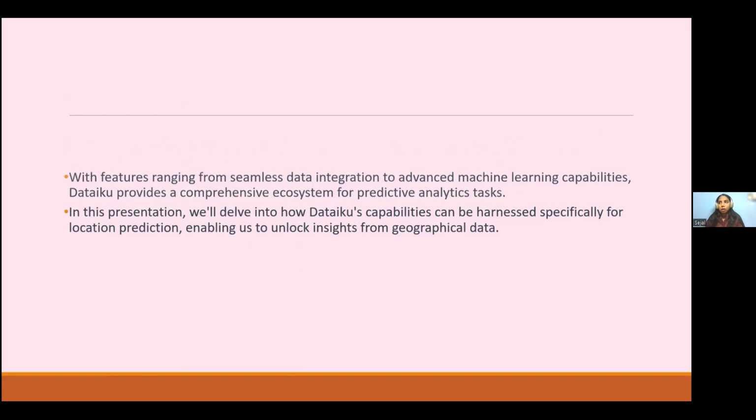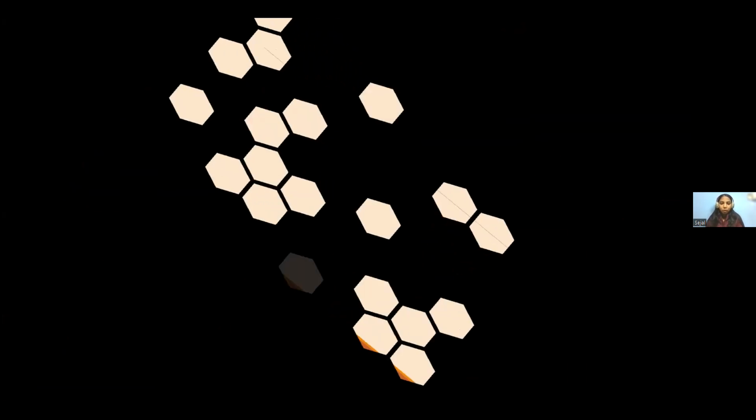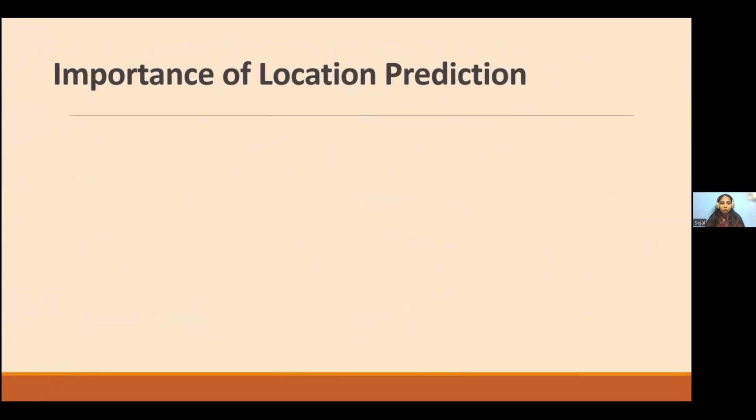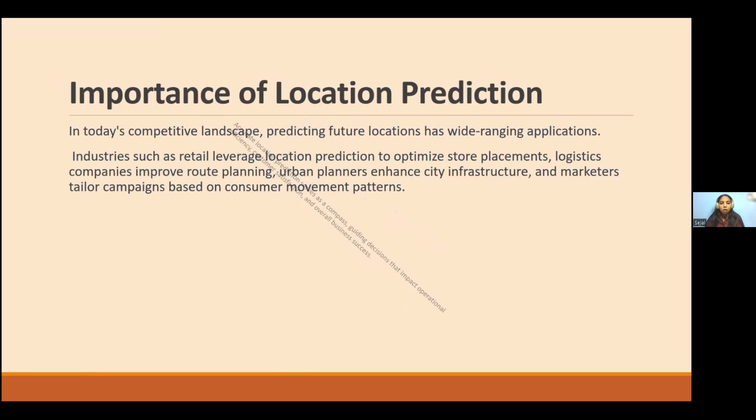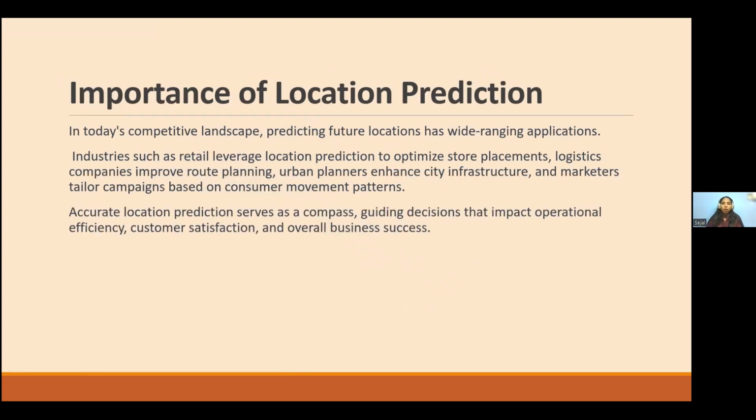where we can predict models using the platform. So, importance of location prediction. As my topic is future location prediction, the prediction of a location is done on the basis of longitude and latitude. That's how we calculate and figure out the next location, or a future location.